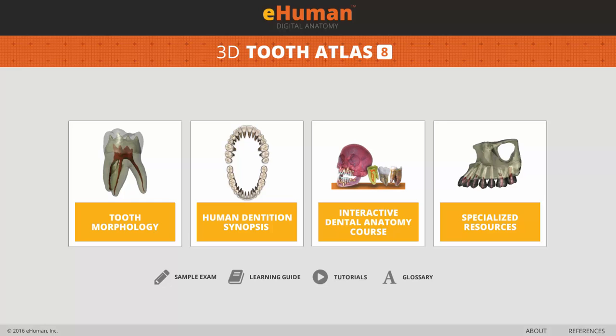There were three purposes behind the development of this program. The first was to provide a comprehensive resource that contained all the textual and visual information required to learn the morphology of each tooth, including the primary, secondary, pulpal, and radiographic morphology.